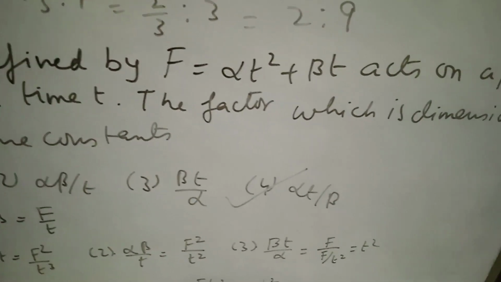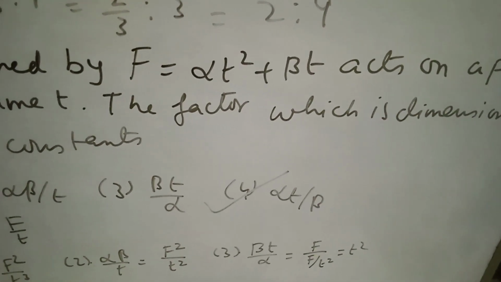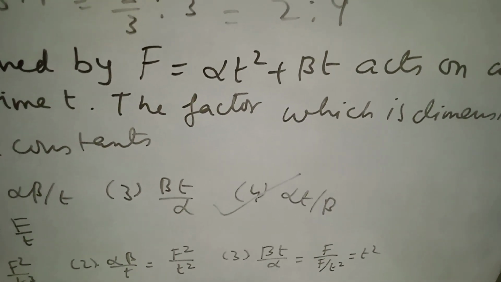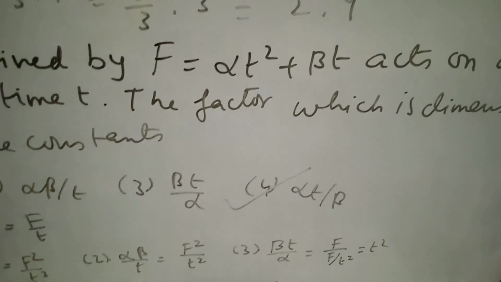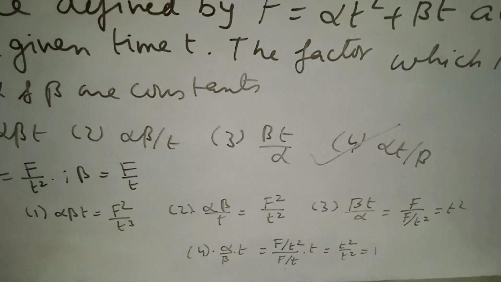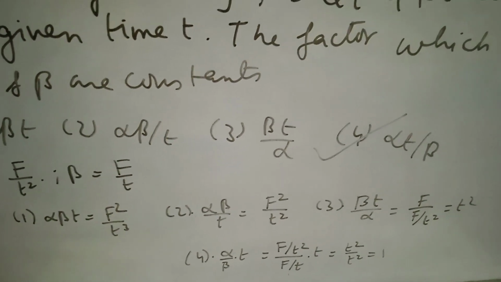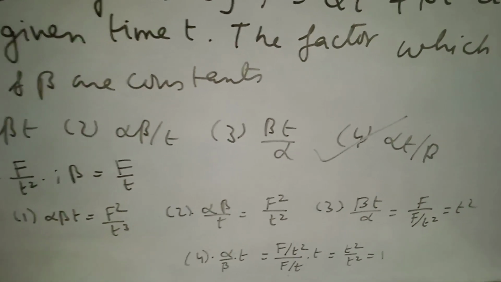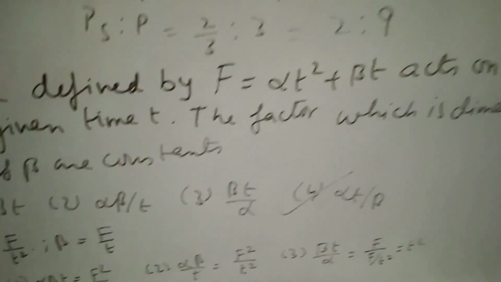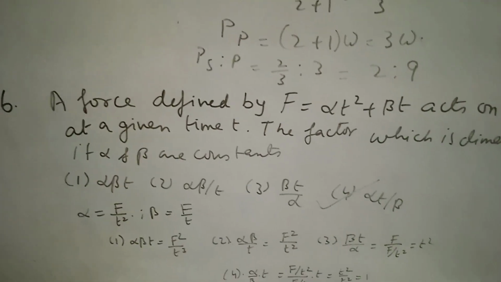Number 3 beta t by alpha will give you F by t square, which is also not possible, and option last, number 4 alpha by beta into t, which is coming F by t square divided by F by t whole into t. So it is coming 1. So option number 4 is correct, which is dimensionless.